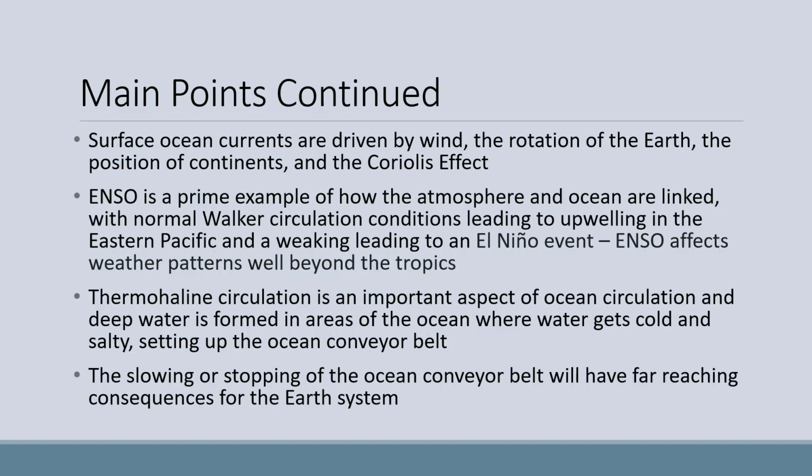Surface ocean currents are driven by wind, the rotation of the Earth, the position of continents, and the Coriolis effect. ENSO is a prime example of how the atmosphere and ocean are linked, with normal Walker circulation conditions leading to upwelling in the eastern Pacific and a weakening leading to El Niño events. ENSO affects weather patterns well beyond the tropics, though. Thermohaline circulation is an important aspect of ocean circulation, and deep water is formed in areas of the ocean where water gets cold and salty, setting up the ocean conveyor belt. The slowing or stopping of the ocean conveyor belt will have far-reaching consequences for the Earth system.